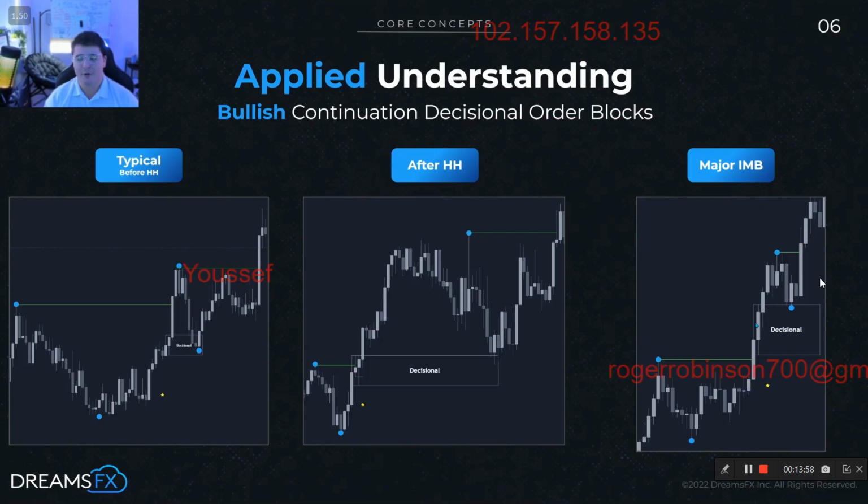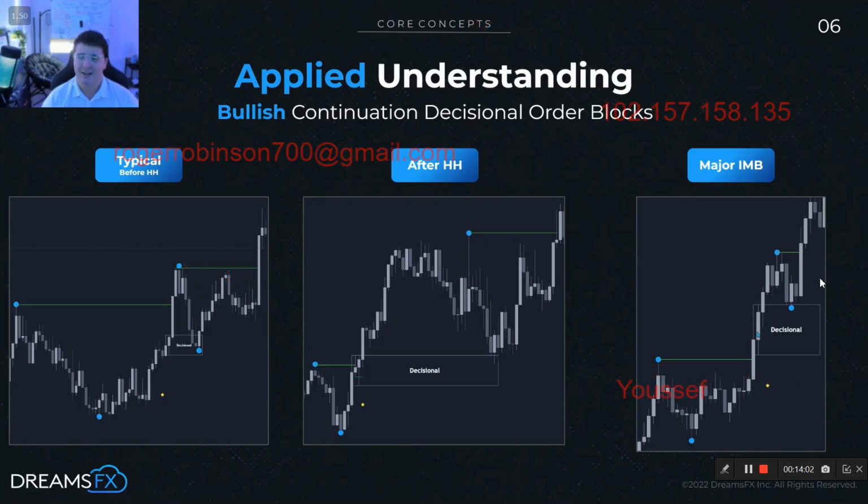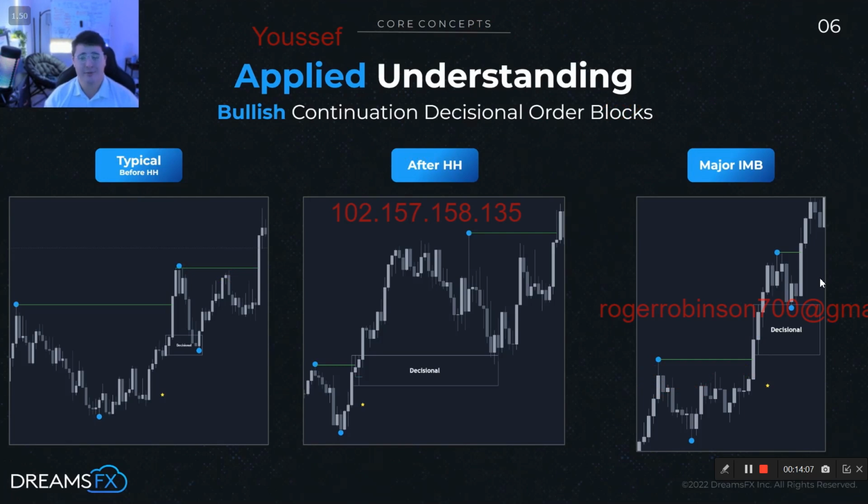So we see this is where the first push happens. Well, Griffin, there's no retracement. There's no pullback. Where's the decisional? Like I said, sometimes there might not be an obvious decisional. So that is why I have been able to identify over the past 2.5 years this specific type of decisional.